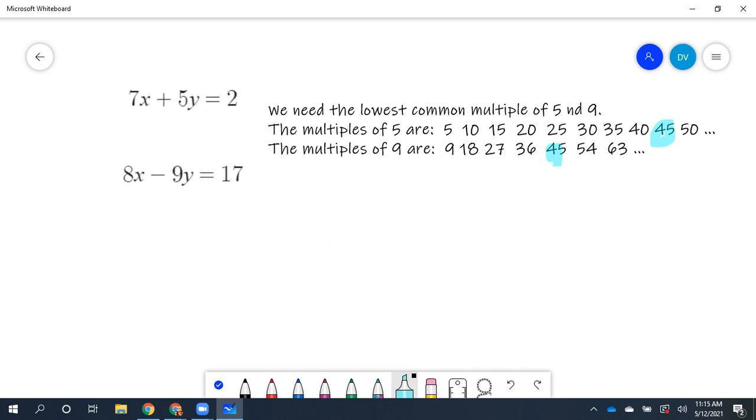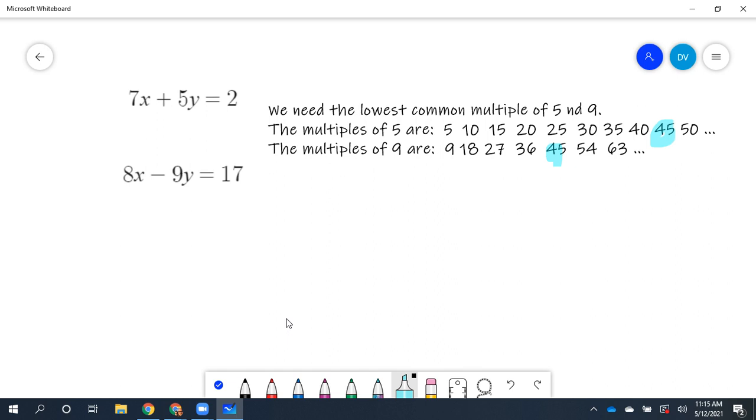So what we are going to need is a positive 45 and a negative 45. Let me make sure that you understand why I'm saying 45. Tell me what you think. Just say multiple. Yeah, it's a common multiple. You could multiply 5 times 9 to get 45, and you can multiply 9 times 5 to get 45.